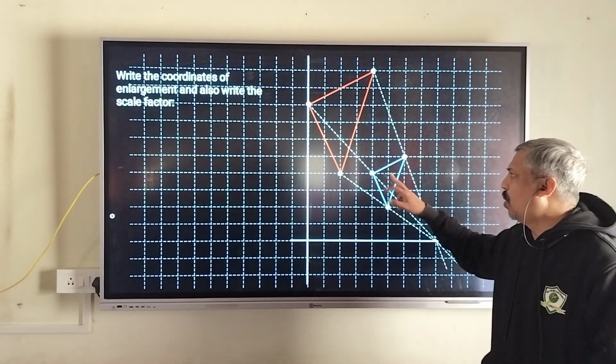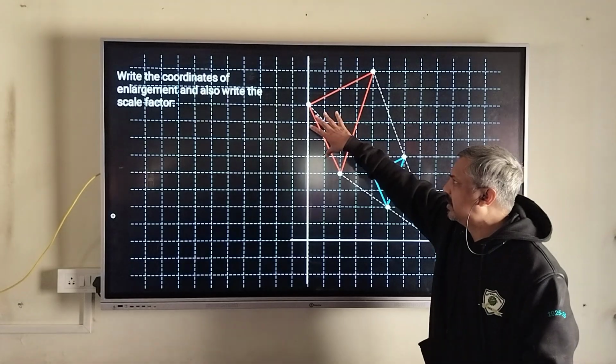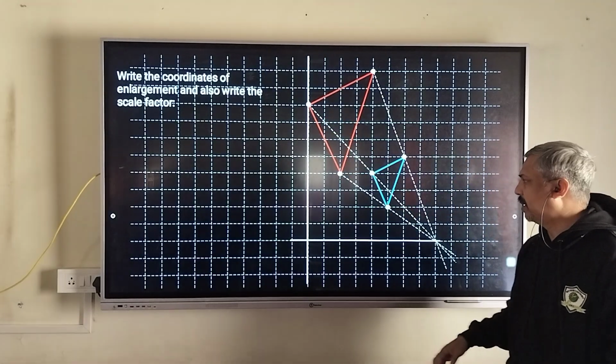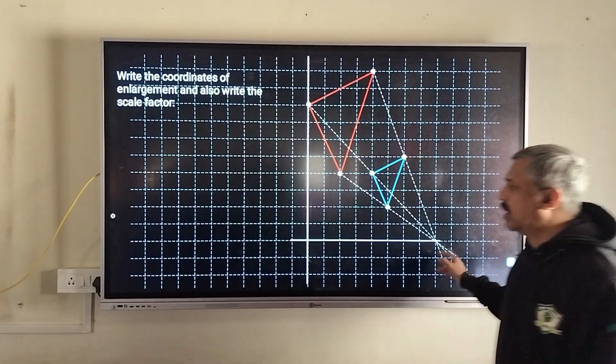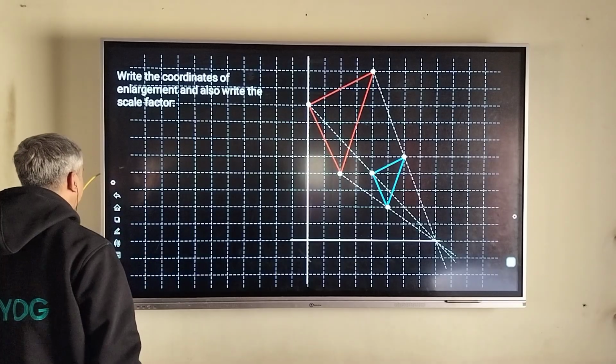So this is scaled to half. Compared to the original, make it half. So this size and this size. So new size divided by original size is the scale factor. This is about transformation. We reach the end of it.